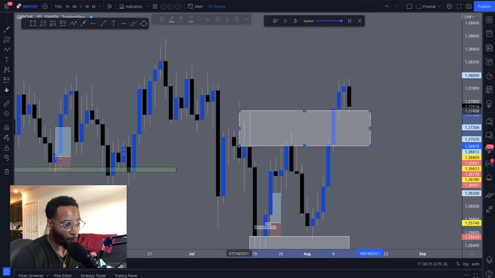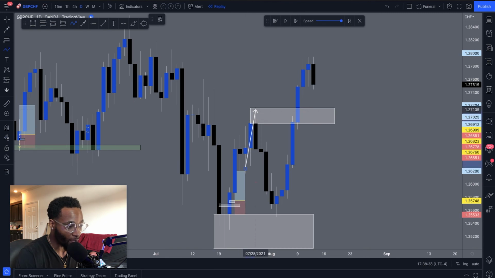Our area is the most recent structure level broken. So we made this move up, went down, then went in the opposite direction. The most recent structure broken is right here because we broke it to the upside. So we're looking for a move back down to this area, and then we'll be right in trend for a continuation to the upside if the market wants to go ahead and make that move.